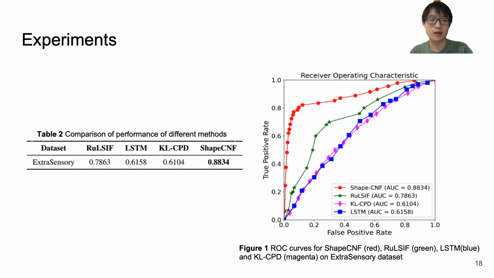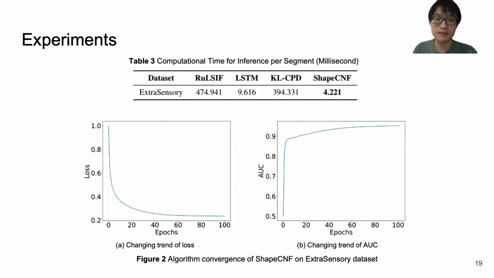Now let's see the performance of different methods. We can see from Table 2 that ShapeCF achieves the best performance, which is about 30% higher than other methods on average. The figure on the right hand shows the ROC curves for the different methods. It is also important to see how this method works on the WristSense devices. We can see from Table 3 that our ShapeCF performs the best.